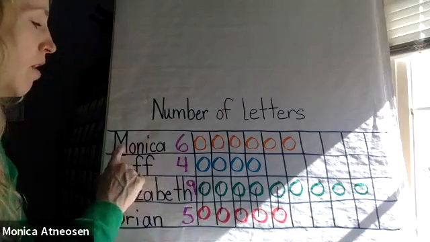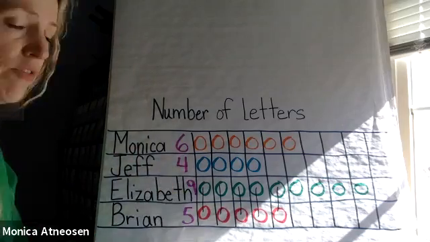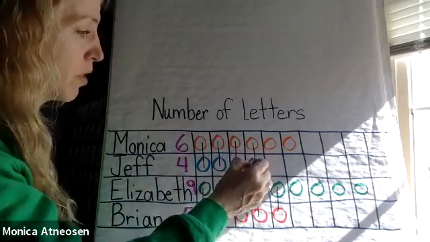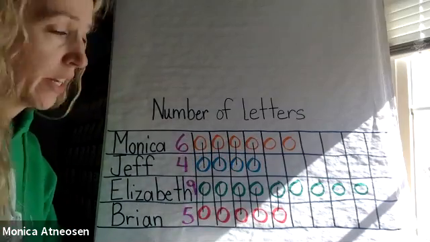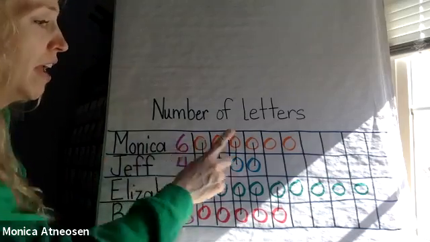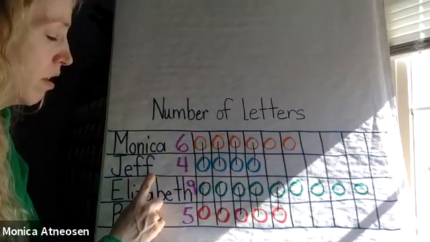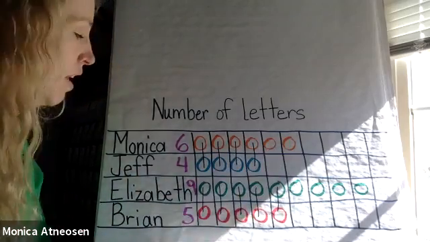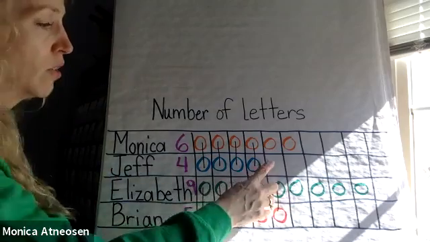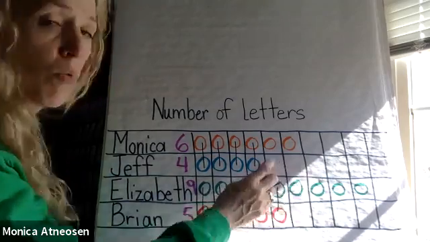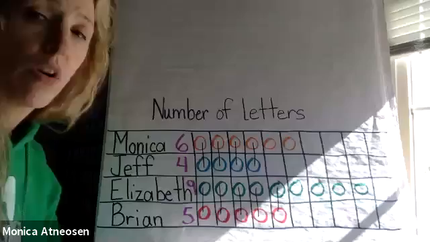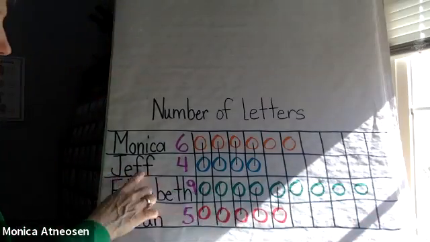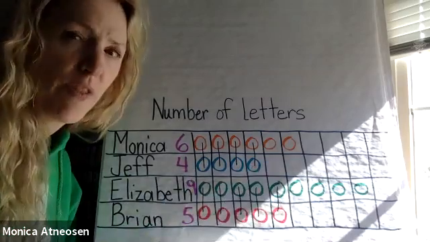And if I want to compare my name with Jeff's name, I'd need to do the same thing. I match them up or join them or give them a partner. And then I can see that I have two more than Mr. Atnison, then Jeff, 1, 2, I can count them like that. And he has two fewer, the ones that are missing, two fewer than me. Elizabeth has the most, Jeff has the fewest.